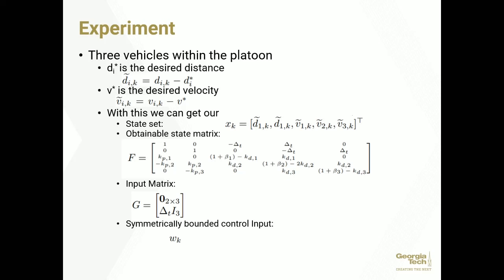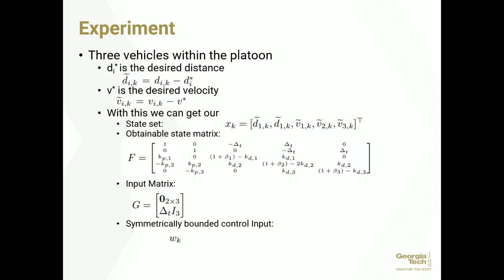So the experiment itself will contain 3 vehicles within the platoon, where d sub i asterisk is the desired distance. We can change the model itself without affecting the outcome, where we have d sub i sub k equals d sub i sub k minus d sub i asterisk. As you can see, if d sub i sub k equals 0, we know that the distance reached is the desired distance. Counter to this, if d sub i sub k equals negative d sub i asterisk, we know that a collision has occurred because the distance between the two vehicles is essentially 0.